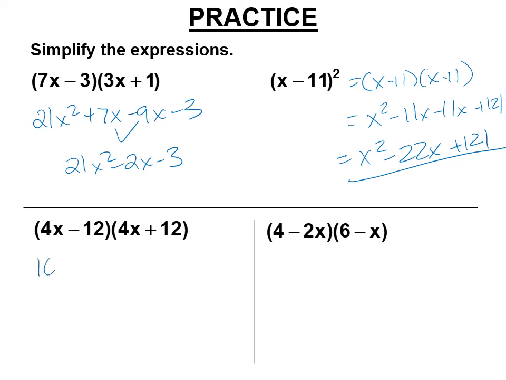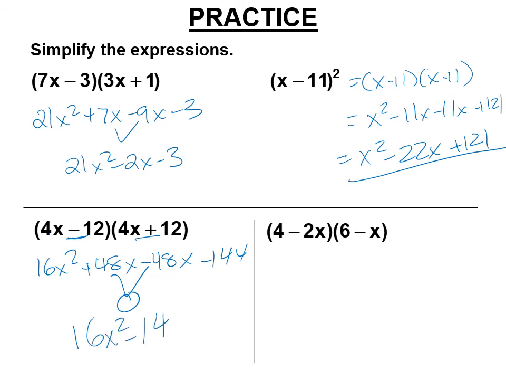4x times 4x, 16x squared, plus 4 times 12 is, right, 48x, minus 48x, minus 144. This is where those add up to 0, right? You got one of each. And you get 16x squared minus 144. That is the one that becomes a binomial.